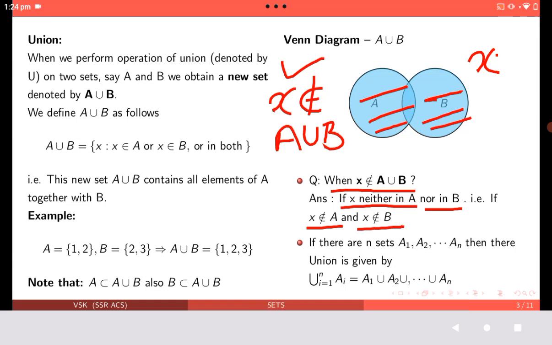Now, if we are given n sets A1, A2, ..., An, and if we find their union, we get a new set. This is represented this way.